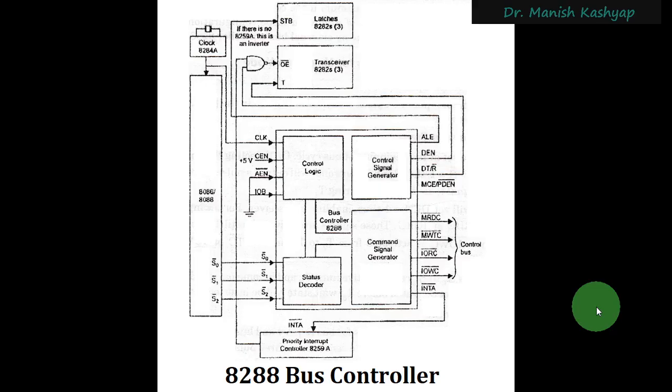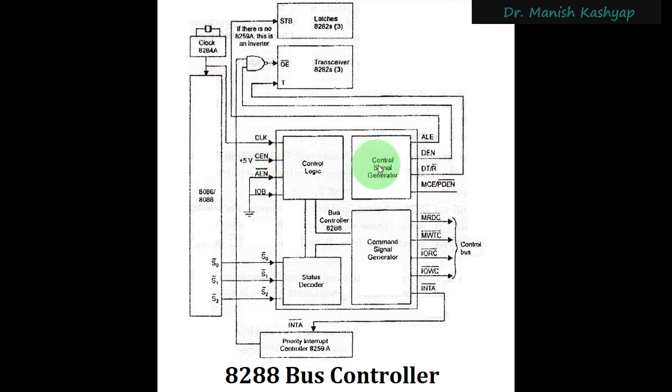So this 8288 bus controller that you see here is whatever is enclosed within these boxes, and these pins that you see, ALE, DEN, DT/R, then MCE/PDEN, DEN bar, etc., are all outputs. S0, S1, S2 are the inputs, and here you have this clock generator and this AEN, IOB, etc. These pins play a very important role in the operation of the 8288 bus controller, right? So let us discuss the meaning of these pins one by one.